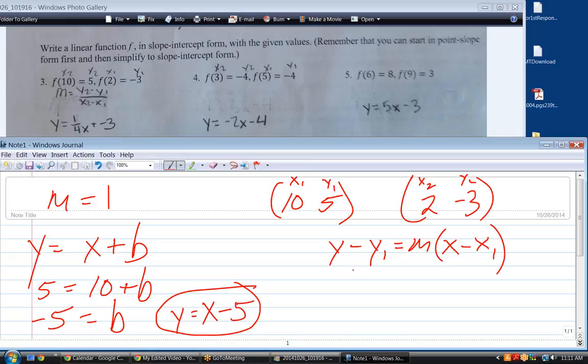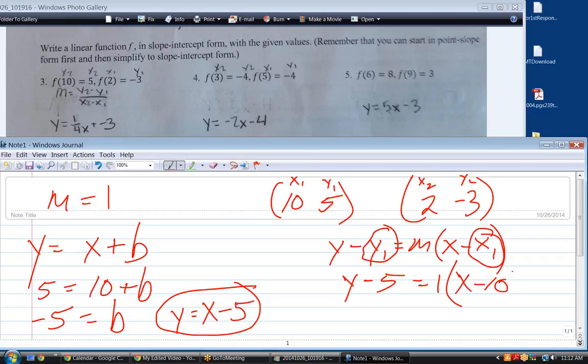What do I need to write here? So y minus y1, so what's y1? Oh, 5. So y minus 5 is equal to 1, and then where's x1? So 10. x minus 10. In other words, we're only plugging in for that point right there.